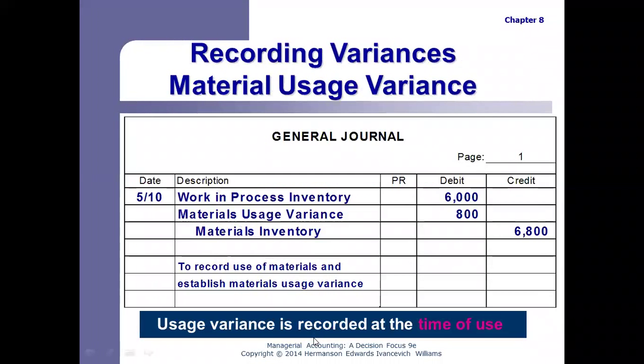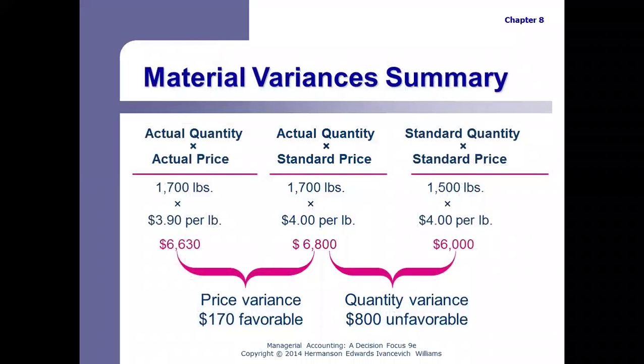Whereas looking back at the materials, let's see what happened. The total variance was $630 favorable. And how come it was good? It was because the quantity variance was bad. 630 unfavorable total materials variance. And why was that? It was because of the quantity variance. We used more materials than we thought we would. That caused the negative total materials variance.